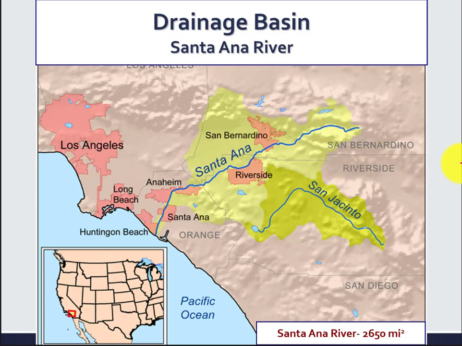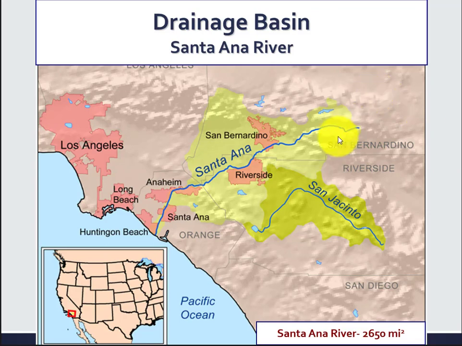So it flows about 100 miles, and it goes through an area that's shown here in this light yellow, that's home to like 4.8 million people. All right, so it's not a very large drainage basin. It only drains about 2,650 square miles, but there are a lot of people who live in this area.